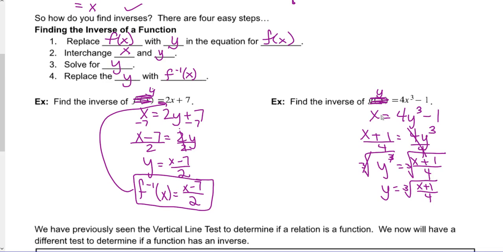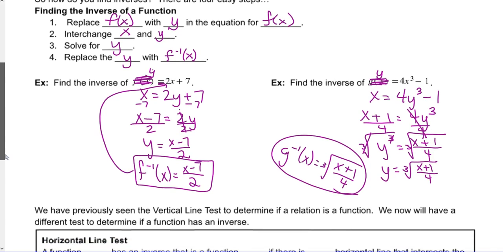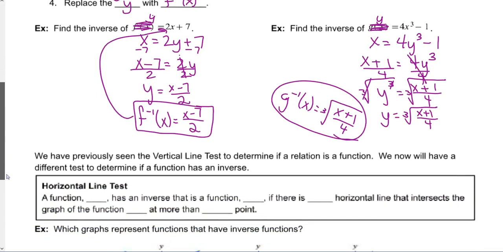And so, because we started with g, I'm going to say that the g inverse of x is equal to the cube root of (x plus 1) all over 4. And that's going to be our final answer. Okay, so remember: undo, undo, undo, solve, solve, solve for y. Hopefully those aren't too bad with the 4 little step process there.